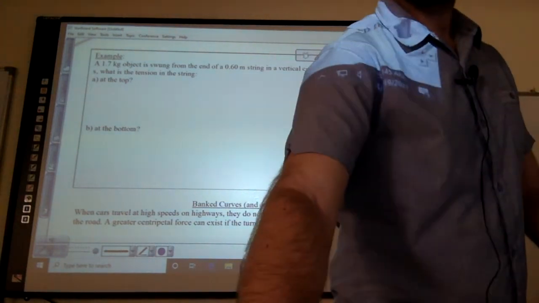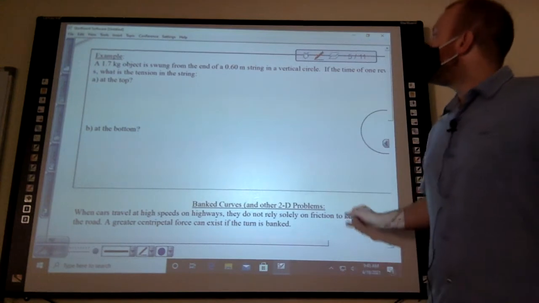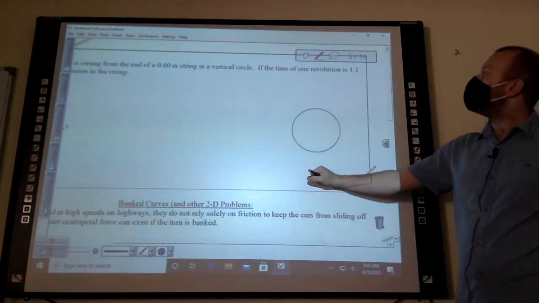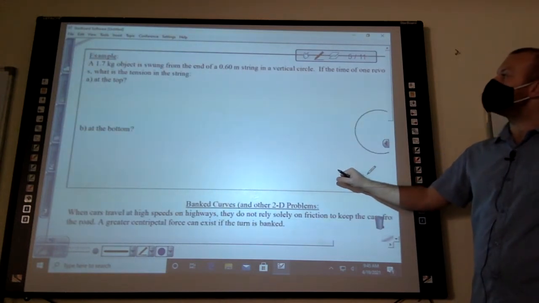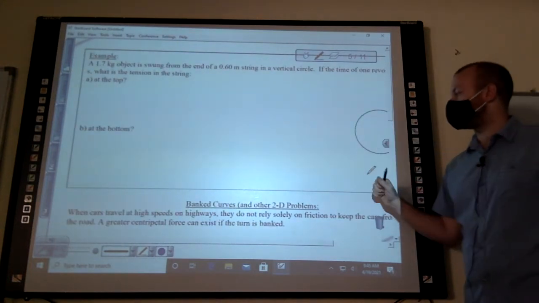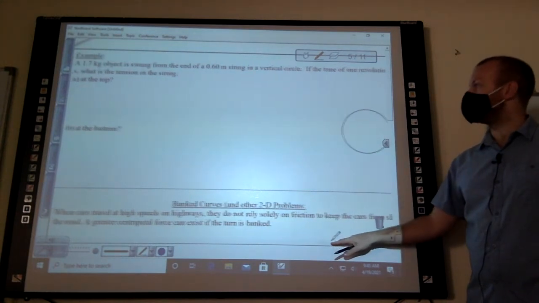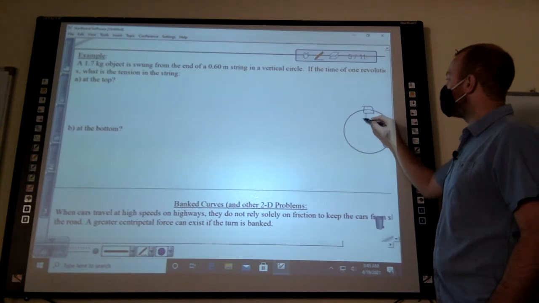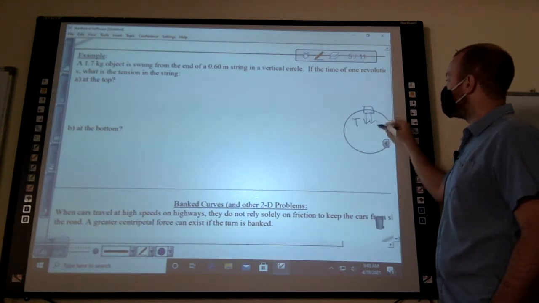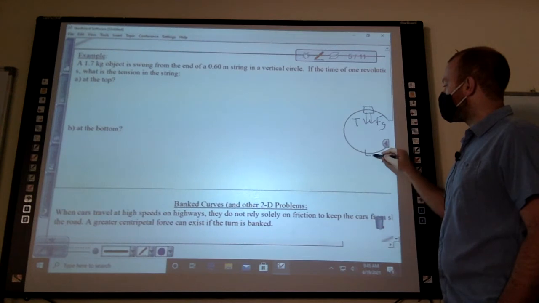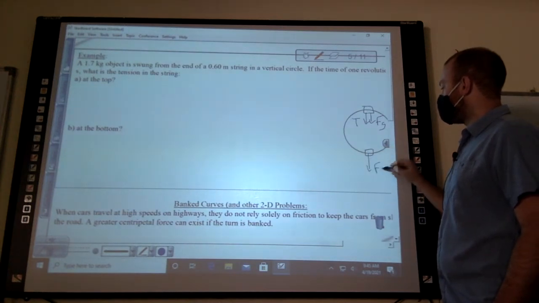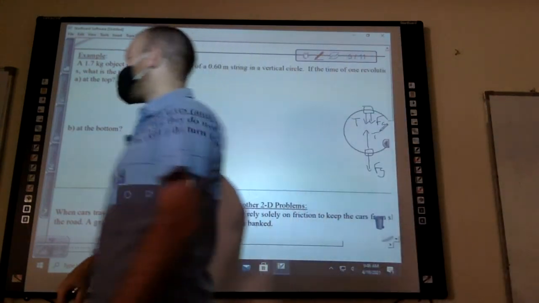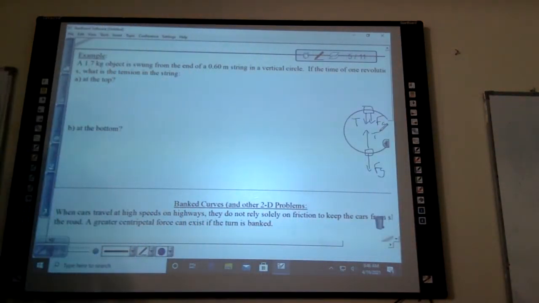So let's try a different one here. We've got another object going in a vertical circle. We're told the time for one revolution. We want to know what's the tension at the top and at the bottom. We're going to use the equations that we looked at before. At the top, we've got tension down and Fg down, as opposed to the bottom, where Fg is like this and tension's like this. Depending on which situation we're dealing with, we have a different Fc equation.